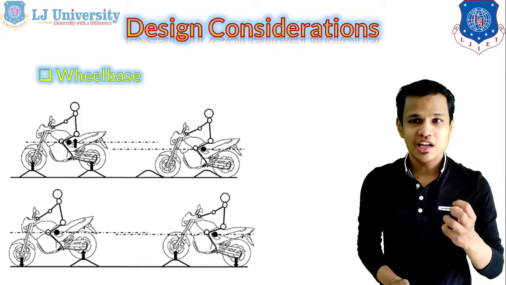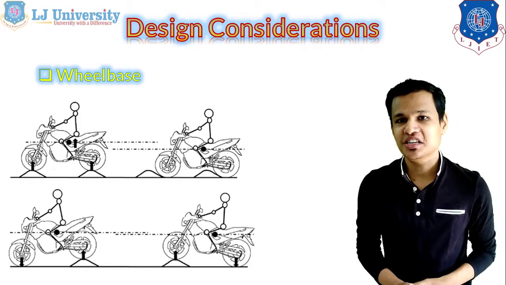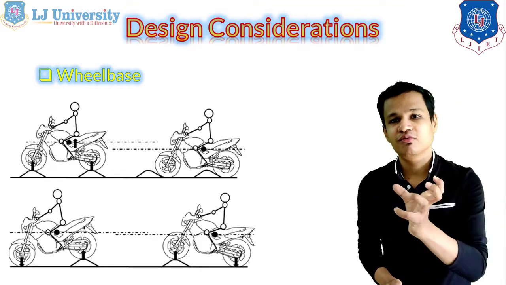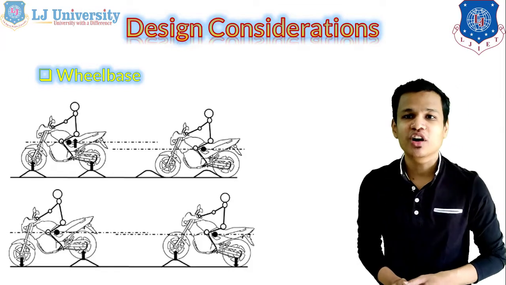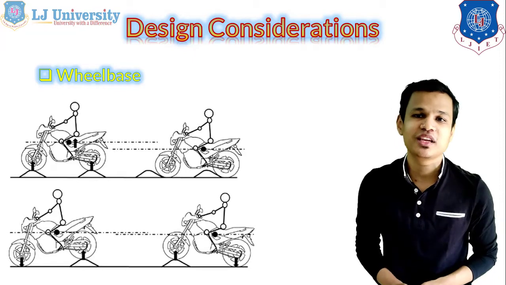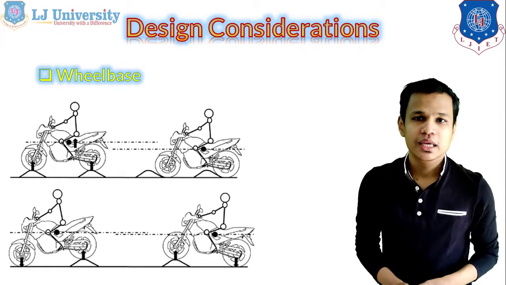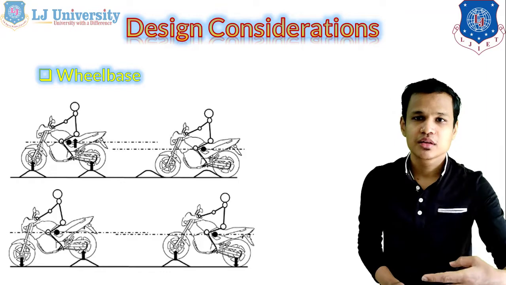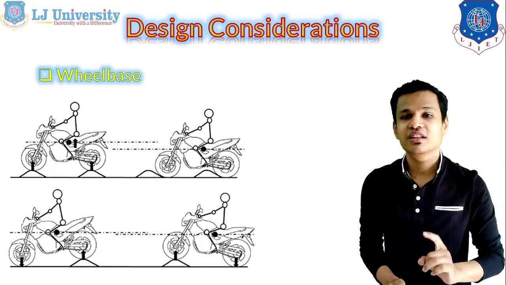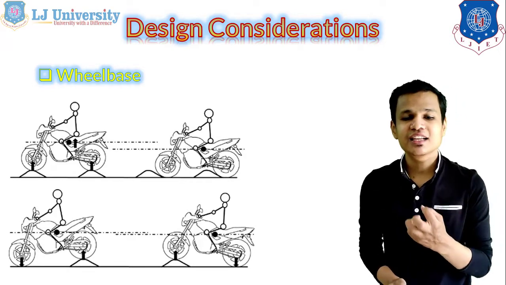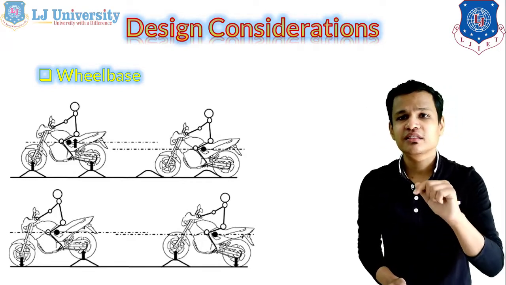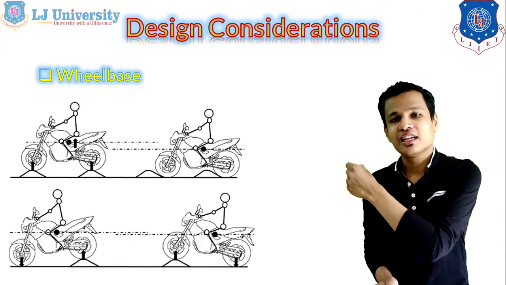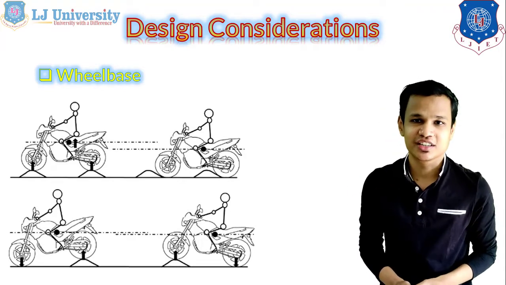Next is the wheelbase. The value of the wheelbase also affects the suspension system. You can see in the figure, if the wheelbase is equal or a little bit smaller, and there are two bumps at equal spacing, both the tires will go over the bumps simultaneously. But if there is only one bump on the road, then when the front tire is going over the bump, there will be load on the upward side from the front tire, and in the rear tire the load will be in the downward direction.